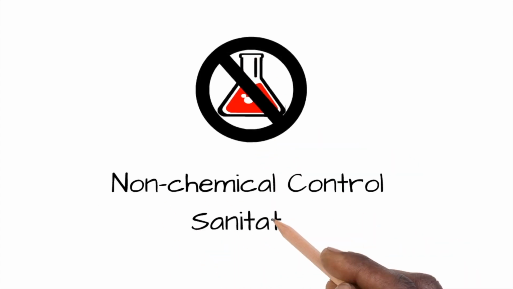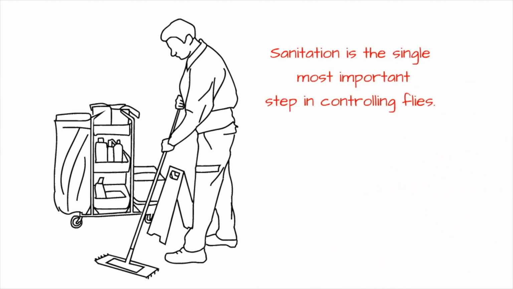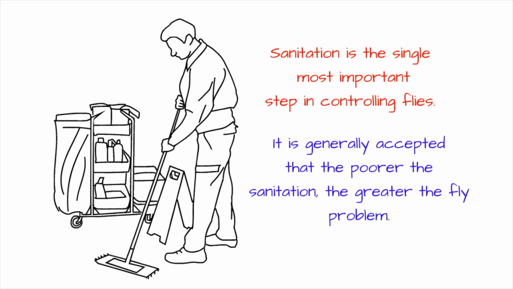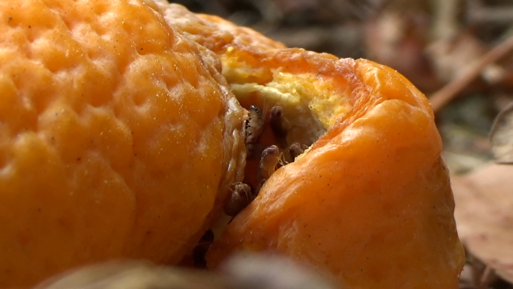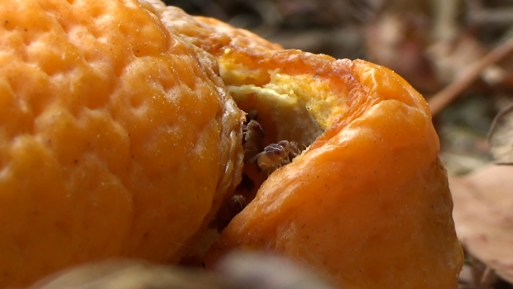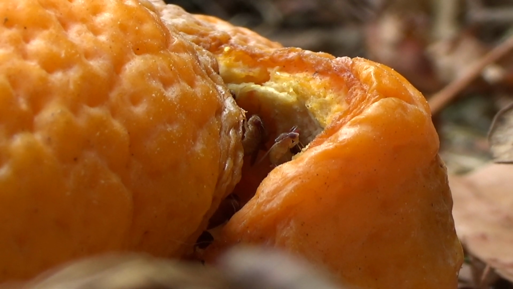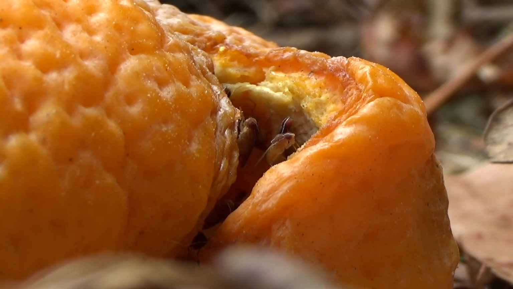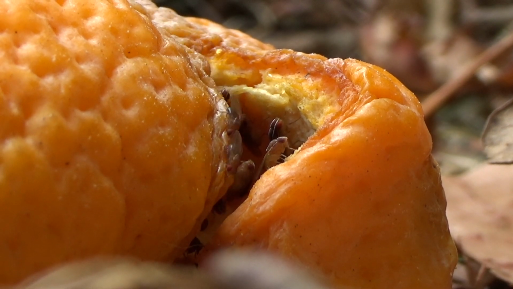Non-chemical control. Sanitation. Sanitation is the single most important step in controlling flies. It is generally accepted that the poorer the sanitation, the greater the fly problem. However, even small amounts of garbage or waste can support hundreds of developing flies. Fermenting goo under food preparation equipment or a neglected floor mop can support a serious infestation of fruit flies. Efforts must be made to find and eliminate the breeding source. Otherwise, the problem is likely to continue regardless of what other control methods are attempted.